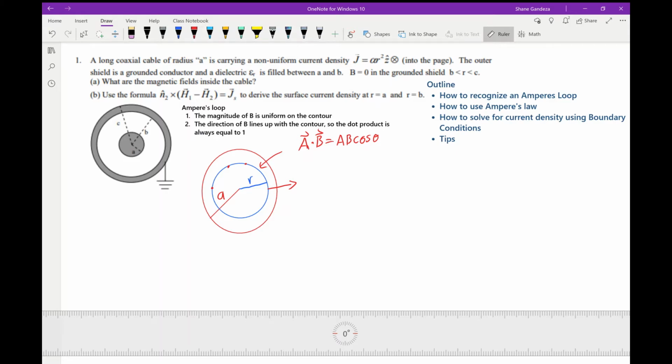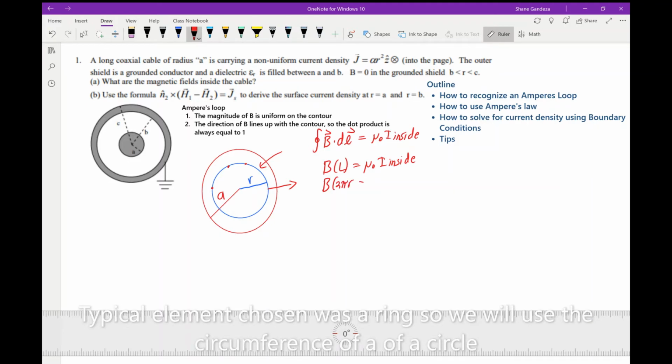And so, using Ampere's law, instead of the integral of B dot dl is equal to mu naught I inside, it'll simplify to B times L is equal to mu naught I inside. And since the typical element that we chose was a circumference, instead of L here, it's going to be B times 2 pi r is equal to mu naught I.